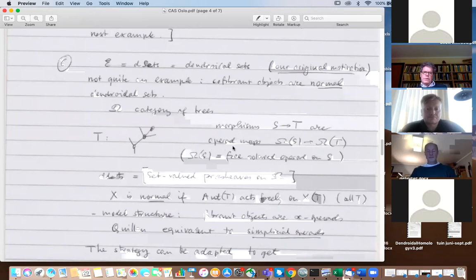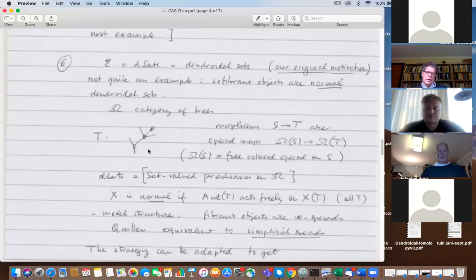So such a tree gives you a freely generated operad, which I call omega of T. Omega S is the free colored operad on S. There are other ways to describe the morphisms, which are a bit like describing the morphisms in delta by faces and degeneracies. Exactly the same works here, but there are also isomorphisms in the category. So the category delta is completely rigid, but a tree can have lots of automorphisms.